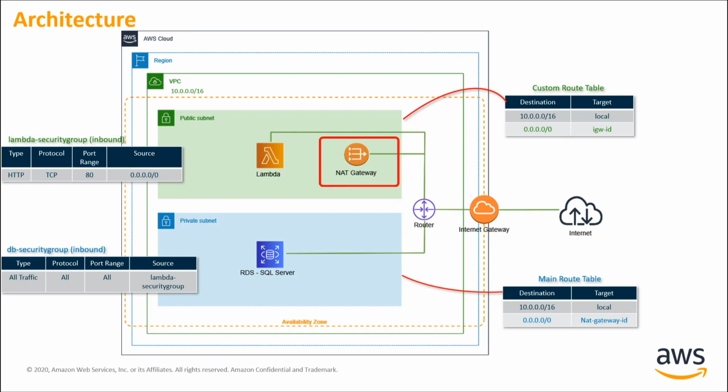Also, we have configured the NAT gateway to enable the RDS instance to communicate with other AWS services. It enables instances in a private subnet to connect to the internet and other AWS services, but it prevents the internet from initiating a connection with those instances. And for security reasons, we have created the RDS instance in the private subnet so that it cannot be accessed outside the VPC and over the internet.